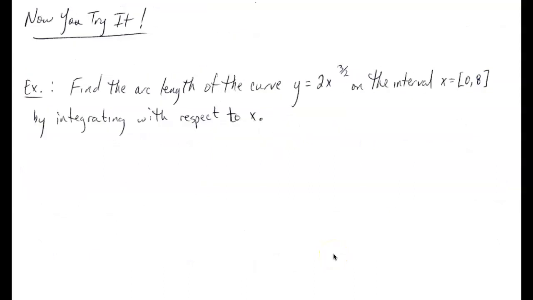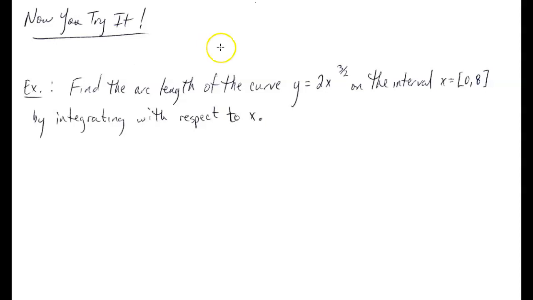For our first example, we want to find the arc length for the curve 2 times x raised to the 3 over 2 on the interval from 0 to 8, and we want to integrate with respect to x since y is a function of x.